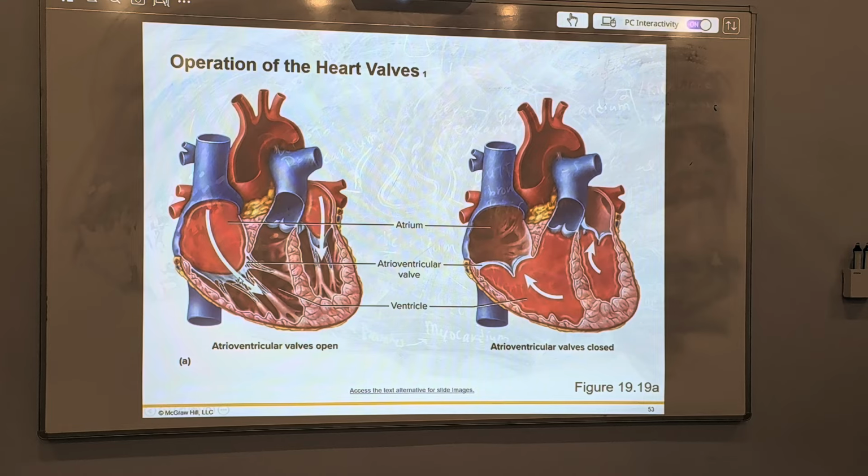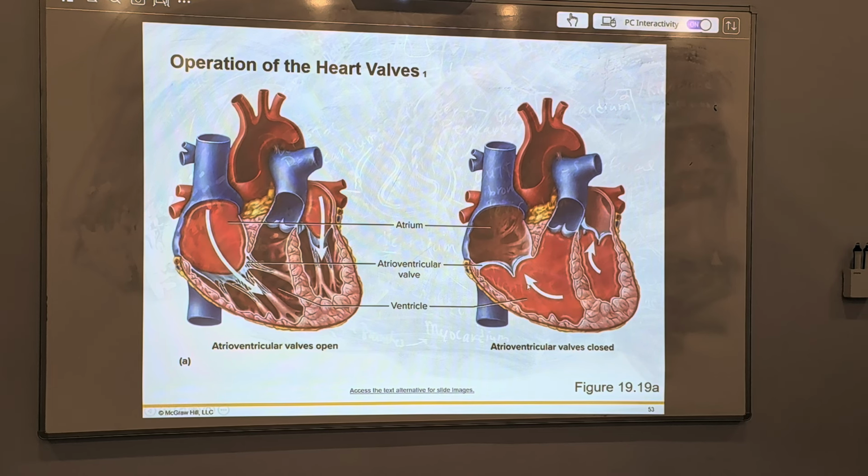Why did the atrioventricular valve open? Why did the arrow go down? Because the blood was here and the pressure was high. So the pressure moves from high pressure to low pressure. That's why the valve opened. That's why when you push the door, it opens in the way from where you pushed it, from high pressure to low pressure.